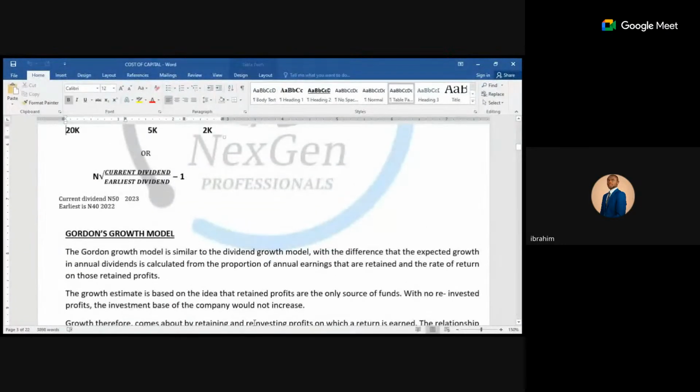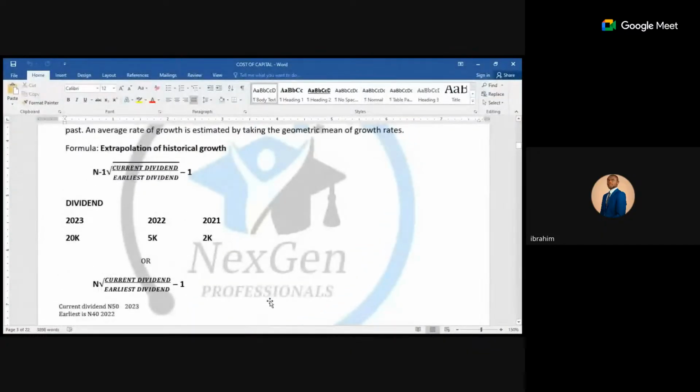I equally explained that when you are given a series of dividend like this, as shown in my screen, 2023, 2022, and 2021, there is a series of dividend. Can you see? Now, I explained that when you have n-1, it means that in 2023, there is no growth in dividend because you don't have 2024. That is why you will say, okay, how many years? If 3 years, 3 minus 1. That is the reason why you have n-1.